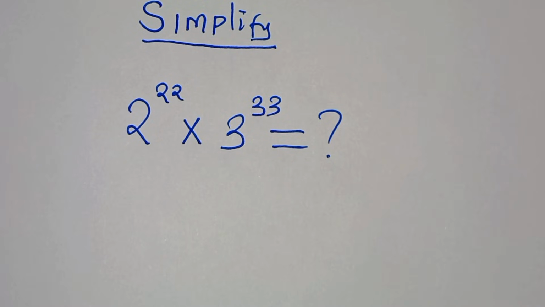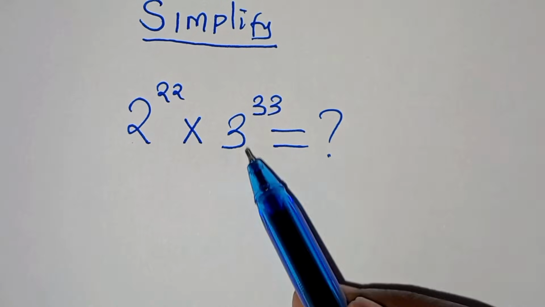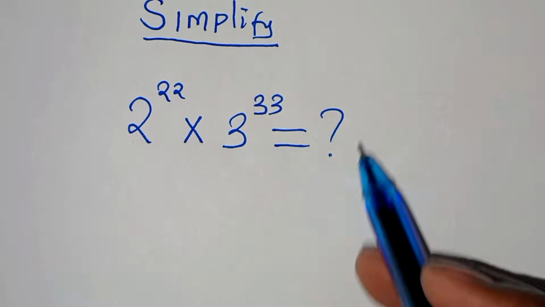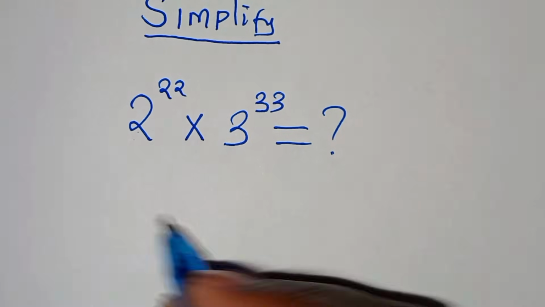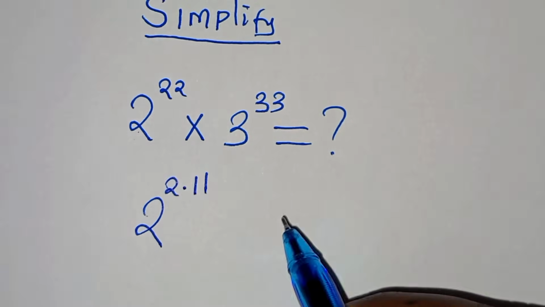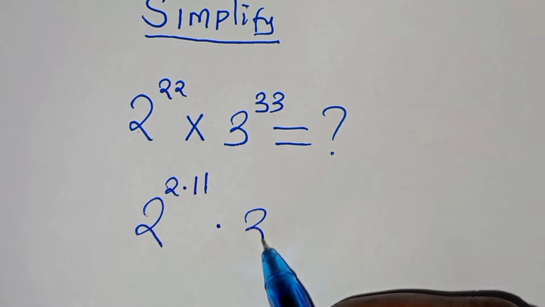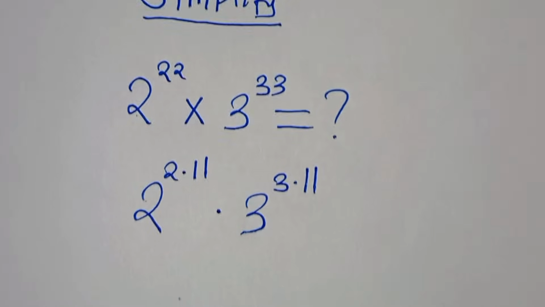Let's simplify this math problem here. We have 2^22 times 3^33. So let's simplify from here. We can express 2^22 as 2^(2×11), then multiplied by 3^(3×11).